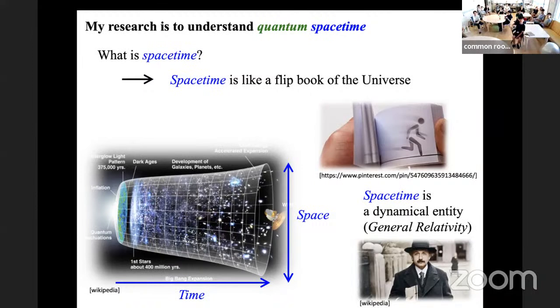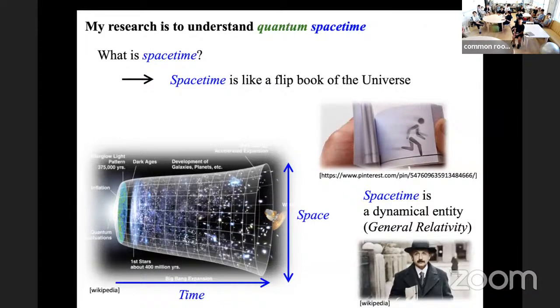my research is to understand quantum spacetime. So now we have quantum spacetime, which includes two technical terms. So let me explain step by step. So first, what is spacetime?